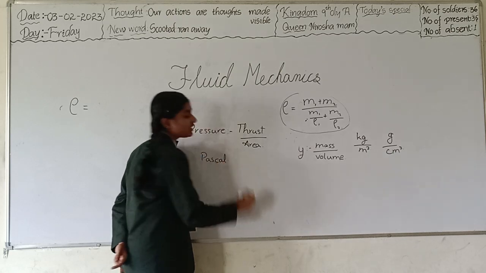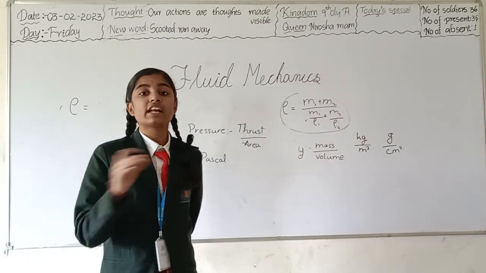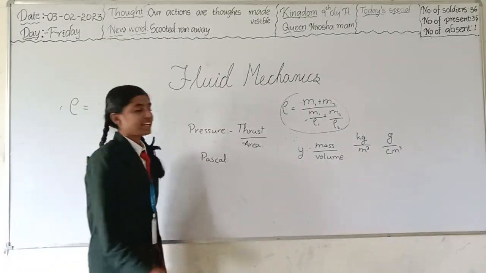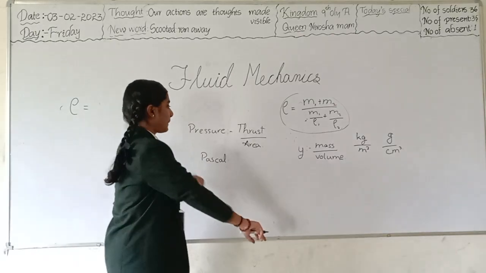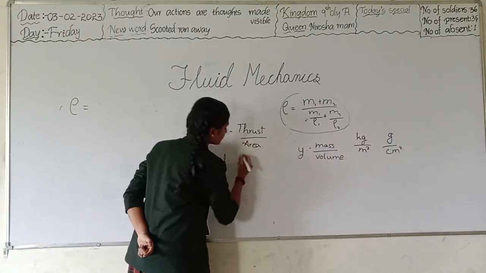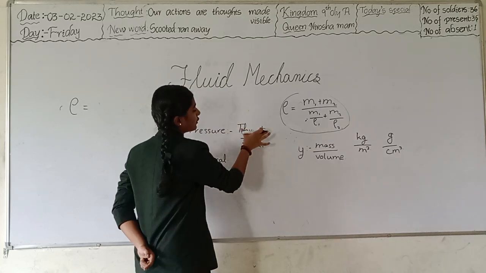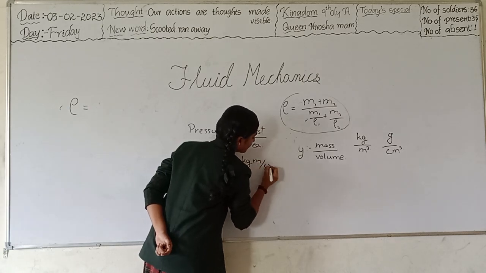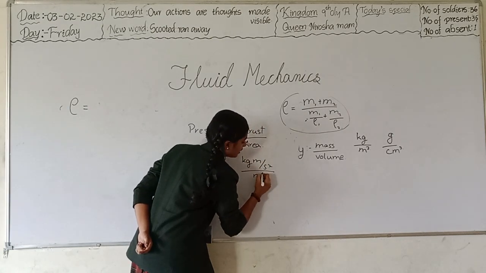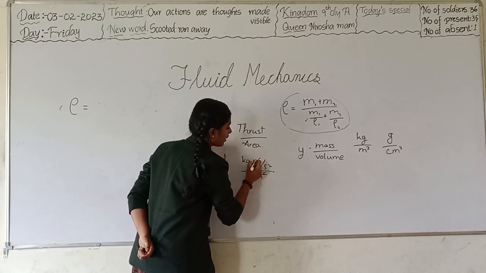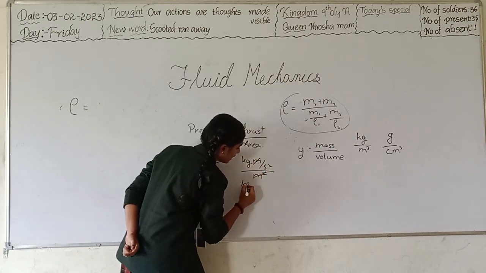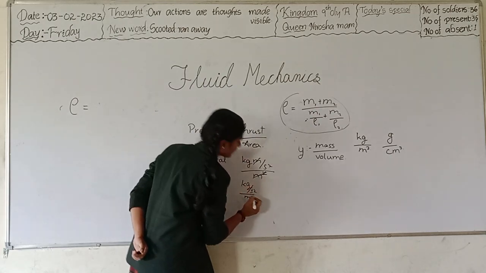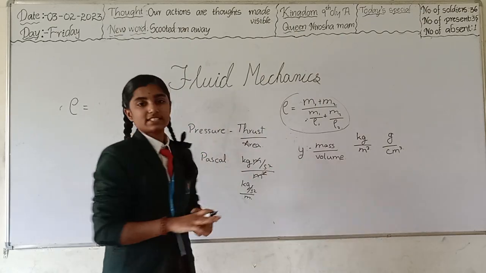Pascal is actually a scientist. He discovered the transmission of pressure in fluids. So in honor of him, the SI unit of pressure is taken as Pascal. And we write it as, what will be the SI unit of pressure? As we know, kilogram meter per second square and area, meter square. So one m and one m get cancelled. So kilogram per second square by meter. And pressure is a scalar quantity.